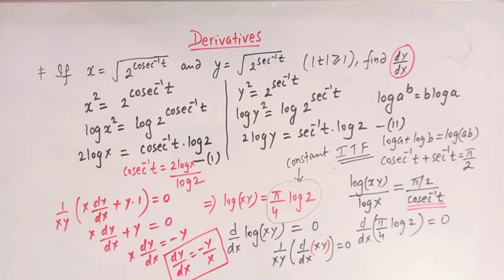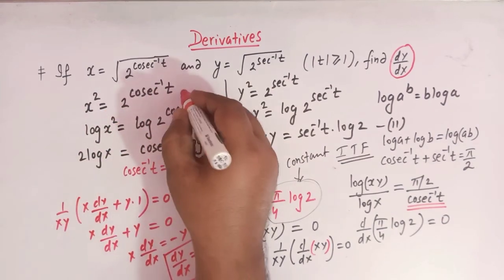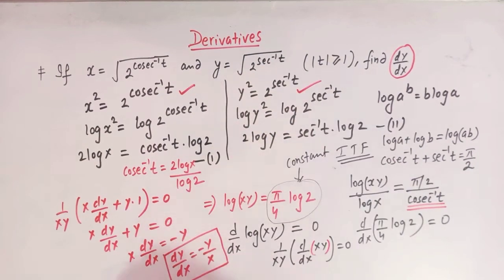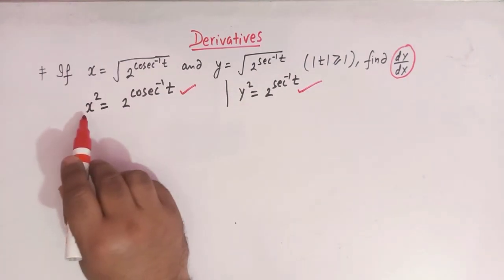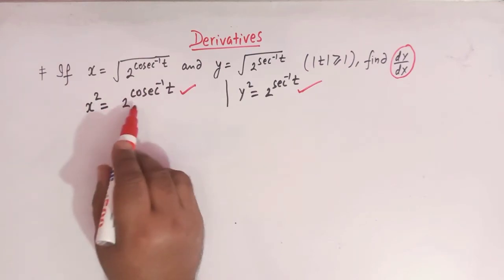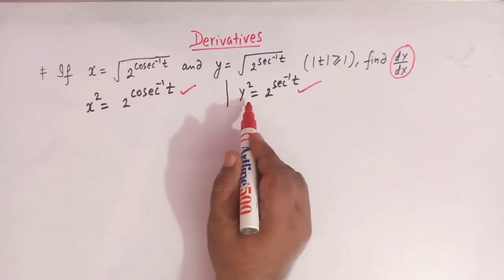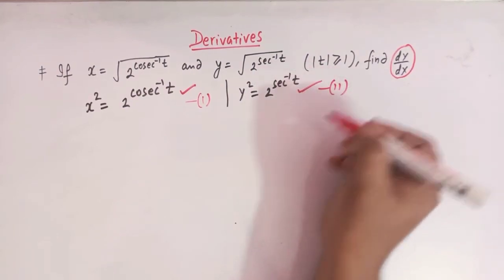Now viewers, here let us take a second method to solve this problem, right? So in the second method, what we will do, see, we have x square is equal to 2 raised to cosec inverse t, and we have y square is equal to 2 raised to sec inverse t, right? Now in this second method, we will not take the logarithm of both sides, right? What we will do is directly multiply these two equations side by side, right? So let us take this equation as 1, this equation as 2, right?